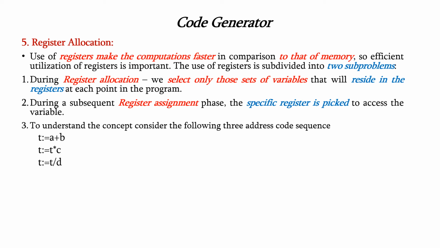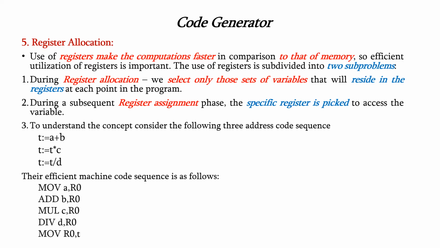To understand the concept, consider the three address code sequence: t = a + b, t = t * c, and t = t / d. The efficient machine code sequence is given here. So we are moving the value of a to register R0 and adding it with b, and the result is stored in R0, and then again we multiply the value of R0 with c, because t has to be multiplied with c. So instead of moving it, we directly multiply it with R0, and then again we divide the result by d, and finally we move the resultant value to t. So here we are not using any redundant code, so this is an efficient machine code.